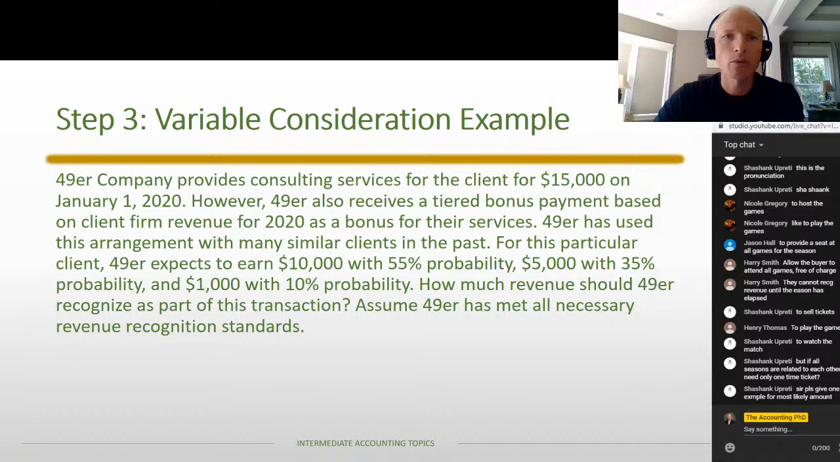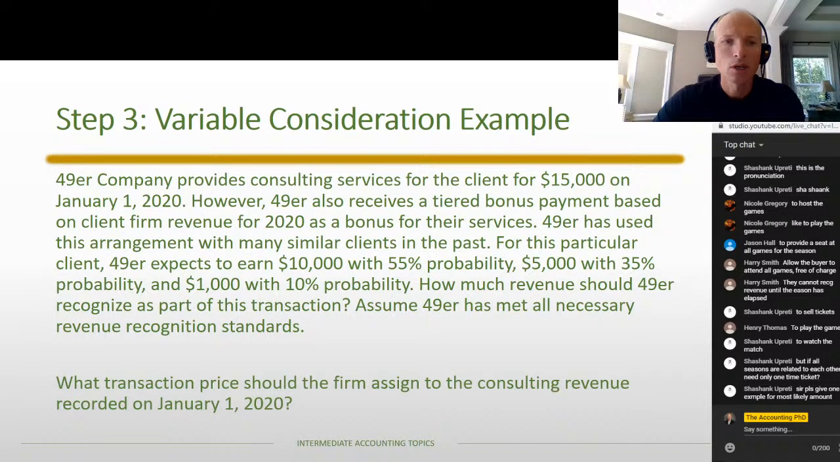All right, let's walk through an example. 49er Company provides consulting services for the client for $15,000 on January 1st, 2020, but they also receive what's called a tiered bonus payment based on client firm revenues for the entire year. 49er has used this arrangement with many similar clients in the past. For this particular client, 49er expects to earn $10,000 with 55% probability, $5,000 with 35% probability, and $1,000 with 10% probability. How much revenue should 49er recognize as part of this transaction? We're going to assume that everything else has been met, just to keep this simple.